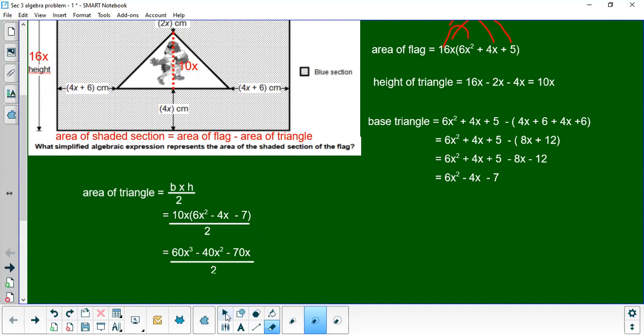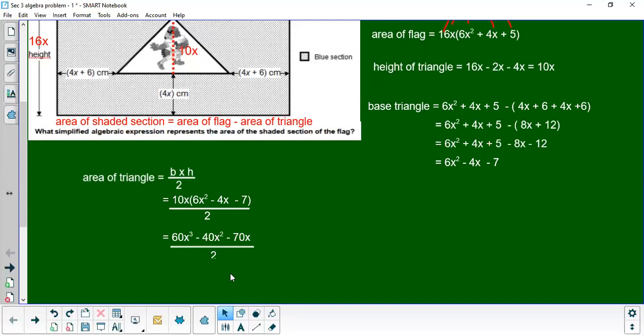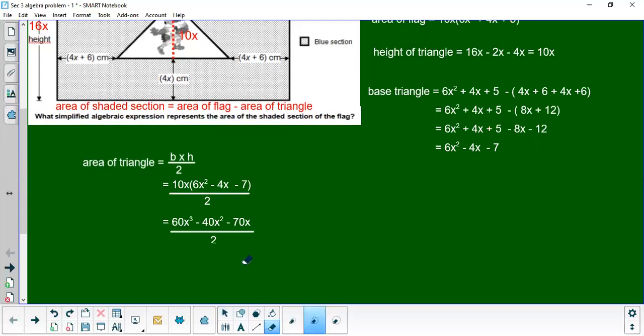There should be a squared there. No, this is right. And then we simplify some more. And this is the area of the triangle.